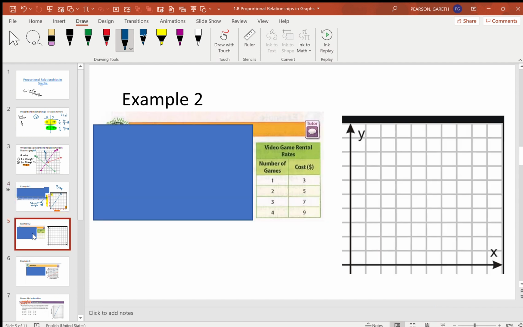So let's say we have this. Okay, so remember what I said about tables, yeah? X comes before Y in the alphabet, so this is X, and this is Y.